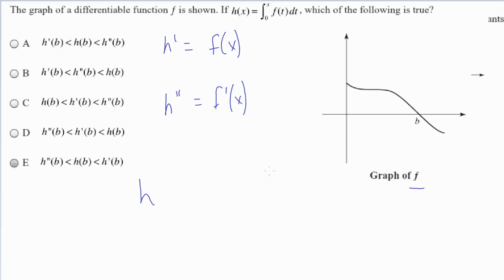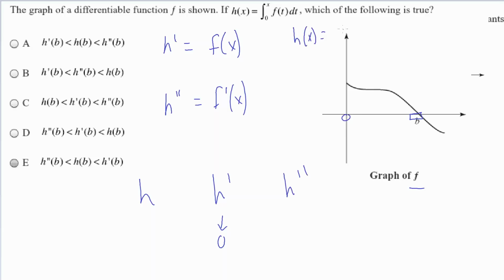h, h prime, and h double prime. Well, what do you think? Well, f of x is 0 at b. So h prime is 0. Now let's look at the other two. h is the integral from 0 to b.